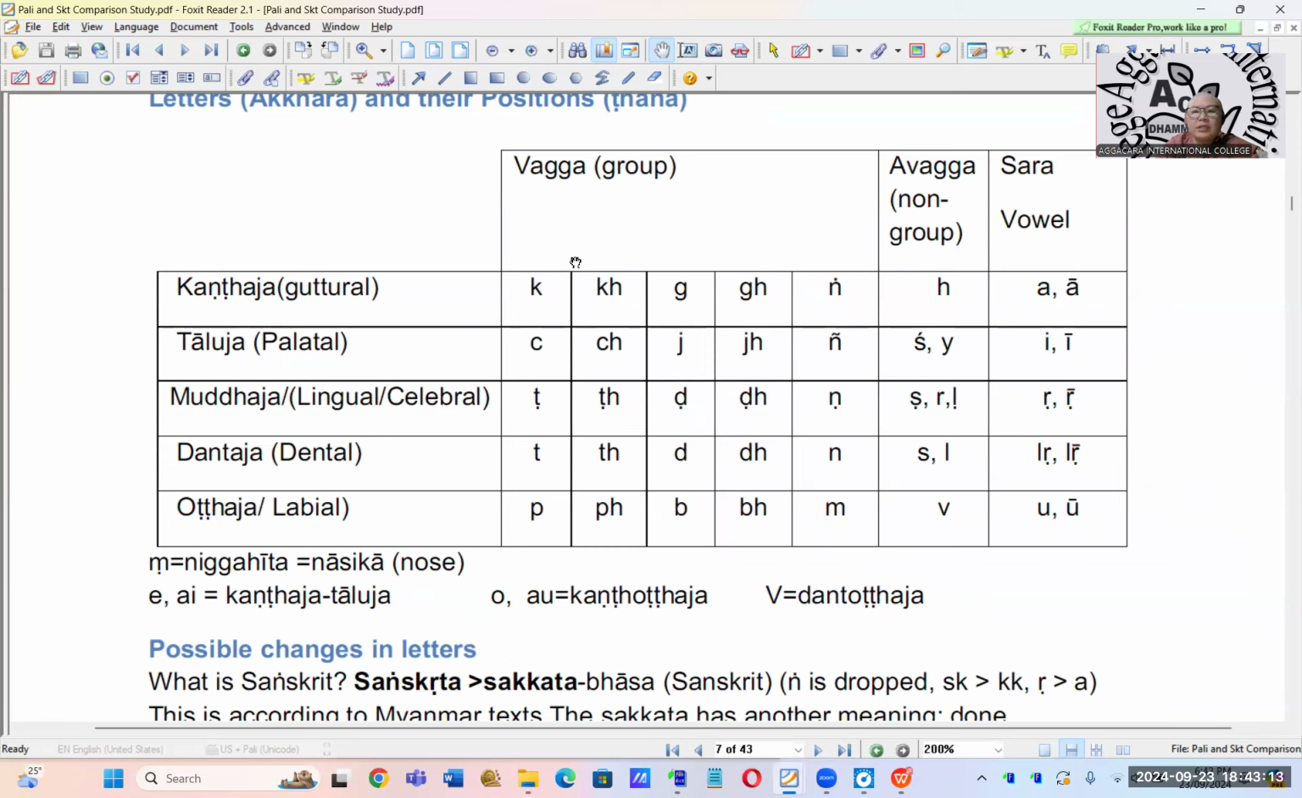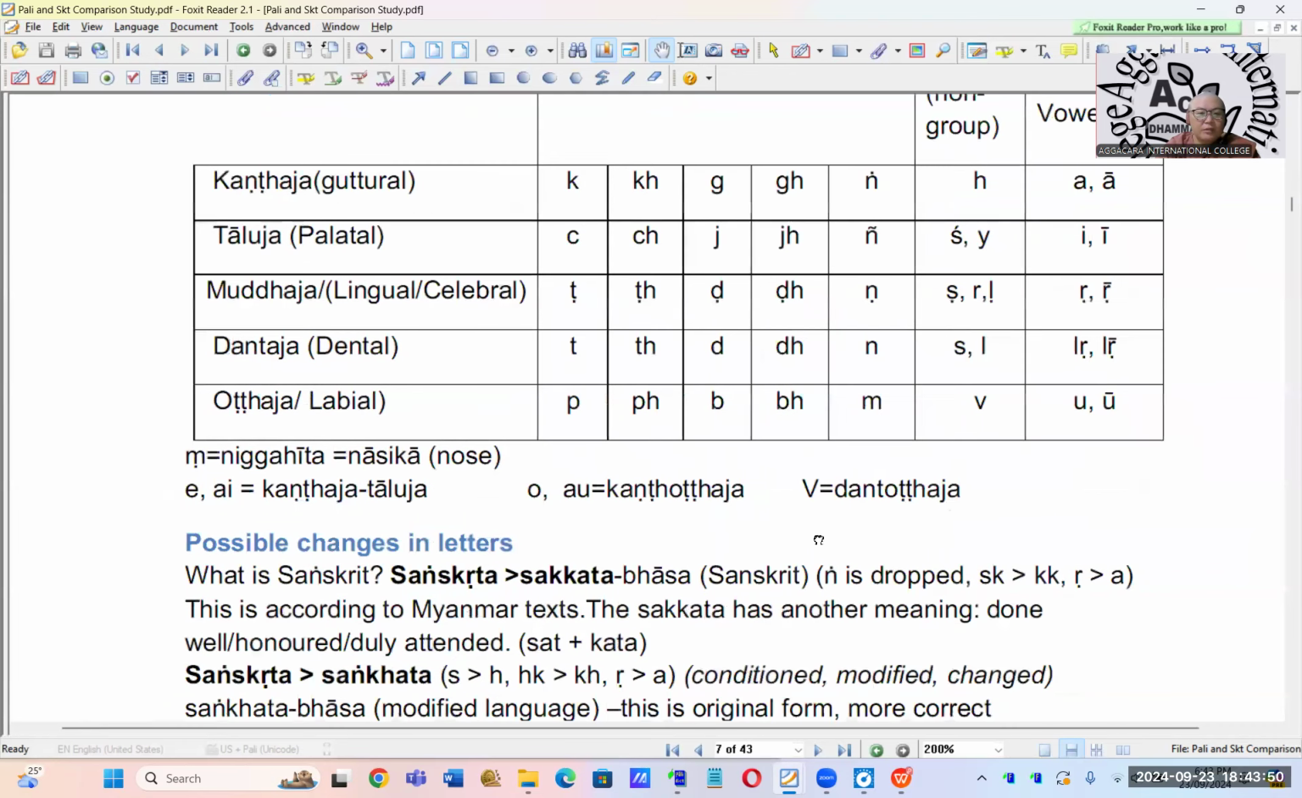So it's good to study this vagga, avagga, and then the vowels also. And then M, this is called niggahita. We call it the nasal consonant or nasika. So that's another, right? Also another combination: e, kanthaja, talaja. O, kantha, otthaja, so combining kantha and otthaja. So danta, otthaja. So V, right? So there are a few here. There's a special term for this one.